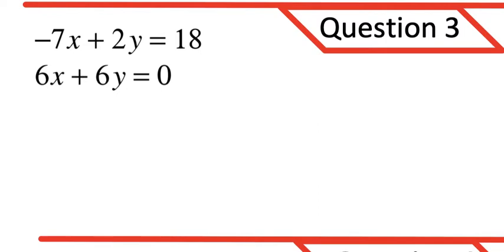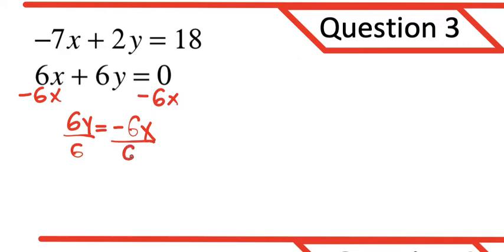Okay, for number 3, we have -7x plus 2y equals 18, and we have 6x plus 6y equals 0. Here we can solve for either x or y in the equation below. We'll solve for y in this equation. Our first step is going to be to move the 6x over to the other side by subtracting 6x. We'll end up with 6y equals -6x. And if we divide both sides by 6, we'll end up with y equals -x.